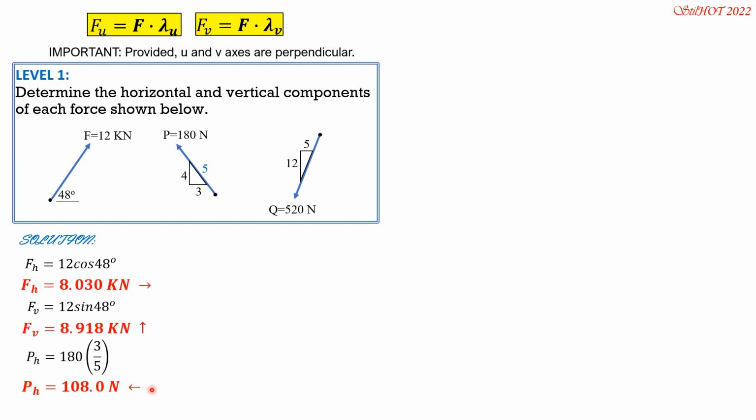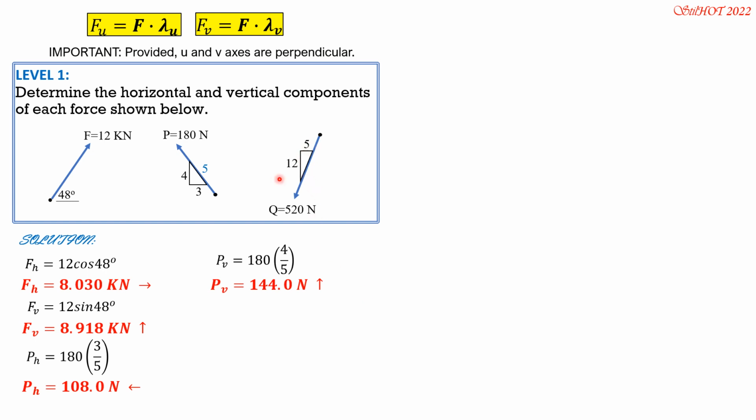You may not show leftward, but you can put a negative sign if you want. P sub v is upward, so it is 180 times 4 over 5. So P sub v is 144.0 newtons upward. Then for the third force, Q is directed leftward and downward. So supposedly they are negative, but you can make them positive as long as you show the arrow direction.